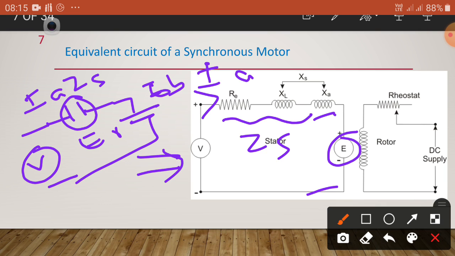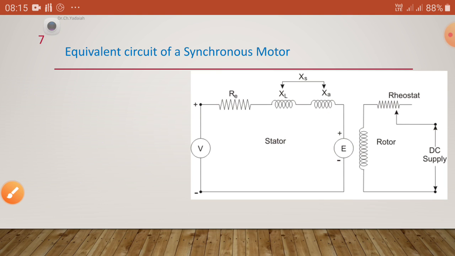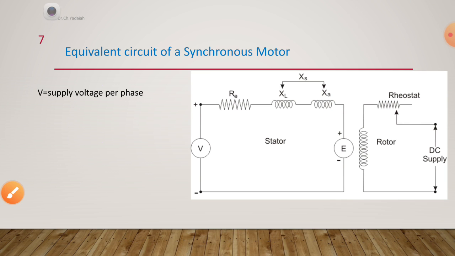So, this terminology you already know. Let V be the supply voltage per phase. Here I am going to analyze the motor per phase, so each and every value is converted to per phase.